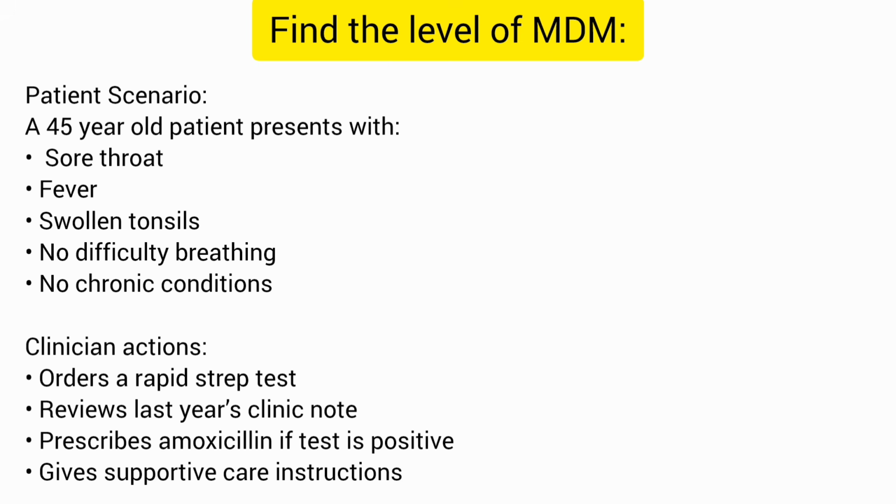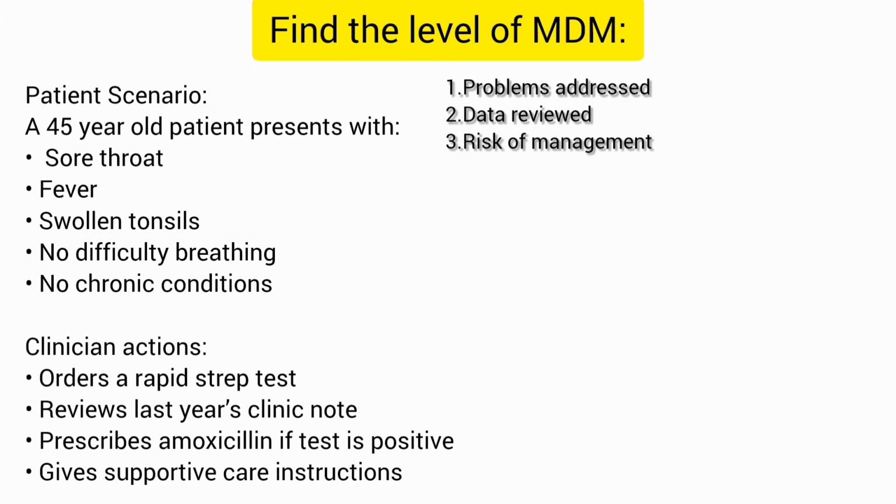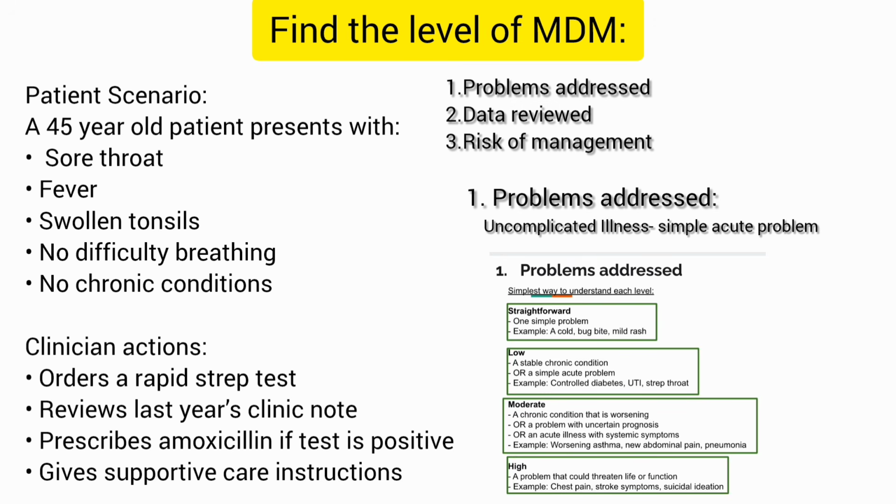So, to determine the level of MDM, we have to check 3 elements, that is problems addressed, data reviewed, and risk of management. First, let us see problems addressed. So, here the problem is sore throat, fever, swollen tonsils, no difficulty breathing, and no chronic conditions. So, here the problem addressed is an uncomplicated illness, that is a simple acute problem. So, it fits under low level. So, problems addressed, we got low. Write it down, problems addressed, low.